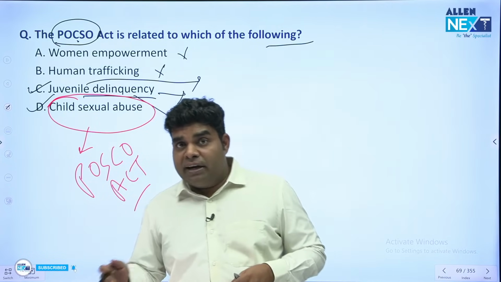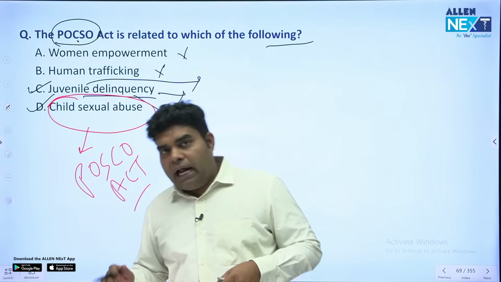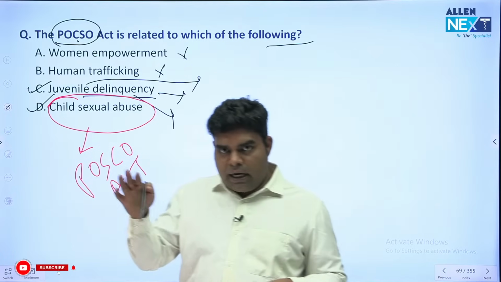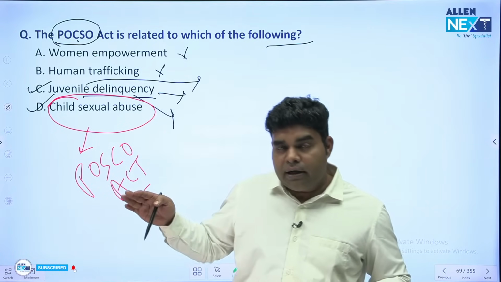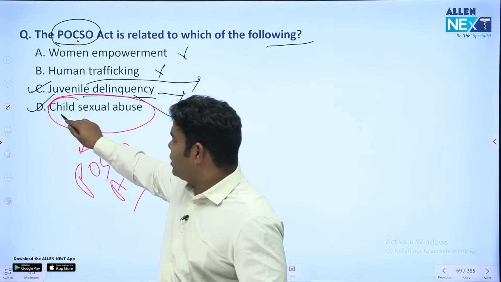Now the POCSO Act is there, it's an unbailable warrant against that minister. So the first thing that happened was that the girl took it back. That juvenile child took that allegation back. So then he survived. So the main thing is child sexual abuse.